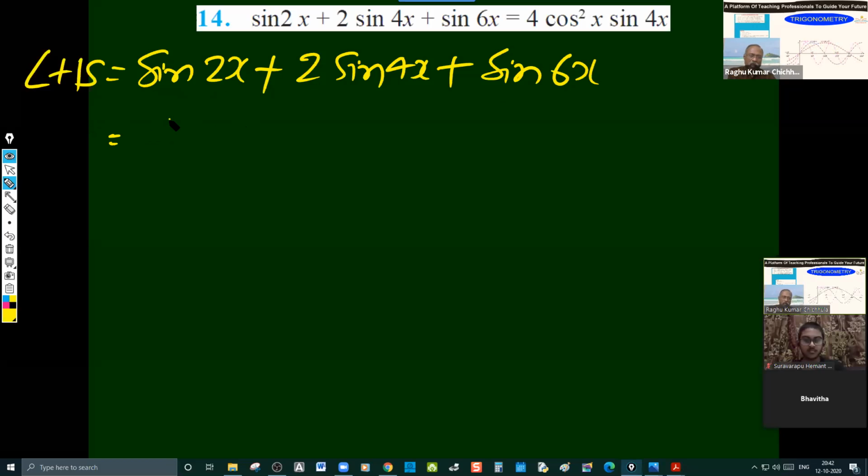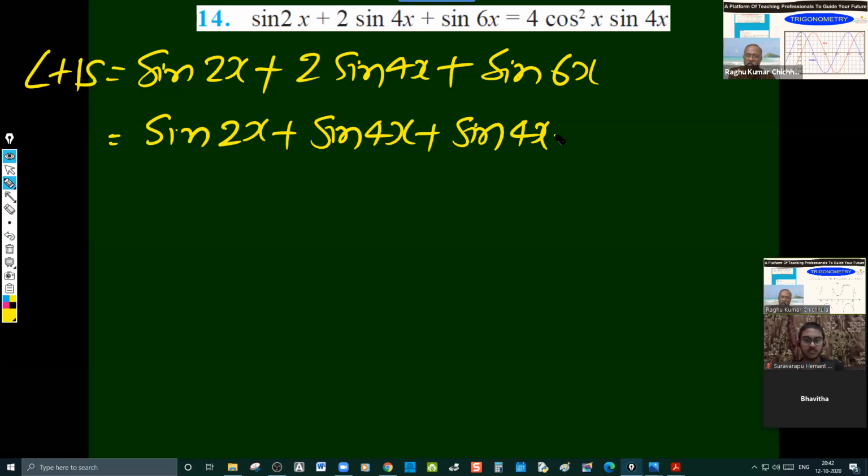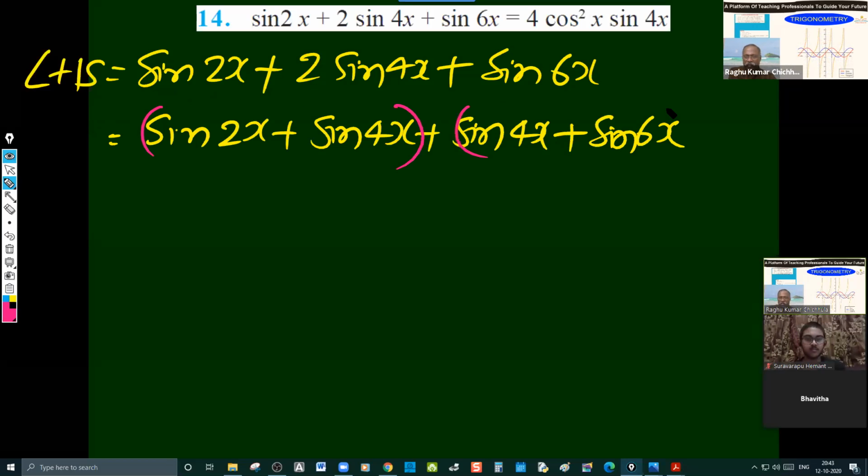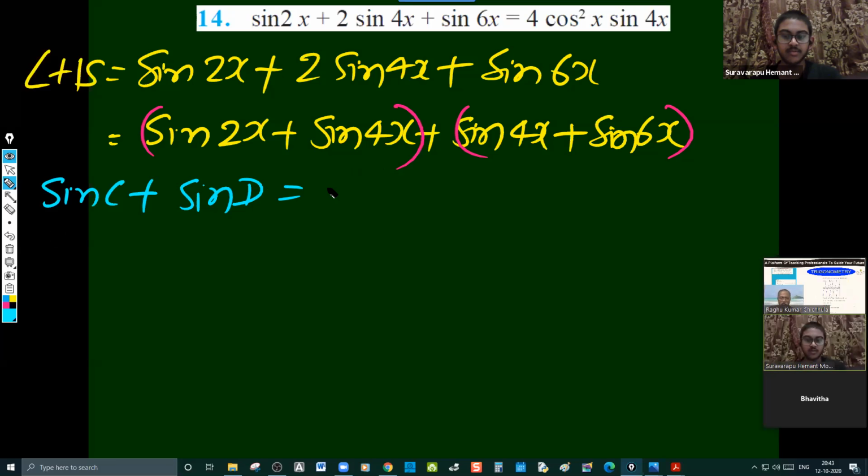What I'm trying to do, I want to split it to sine 2x plus sine 4x plus sine 4x. That means I wrote 2 sine 4x as sine 4x plus sine 4x and plus sine 6x as it is. What I'm planning at, I'm just trying to apply sine C plus sine D formula for these two. That's the reason why I'm splitting it like that. Now, let me understand from you sine C plus sine D formula, please. Any one of you both. Please tell me this. 2 sine C plus D by 2 cos C minus D by 2.